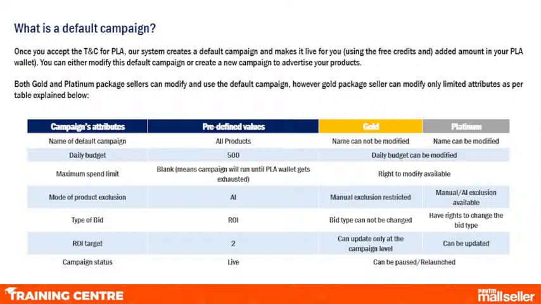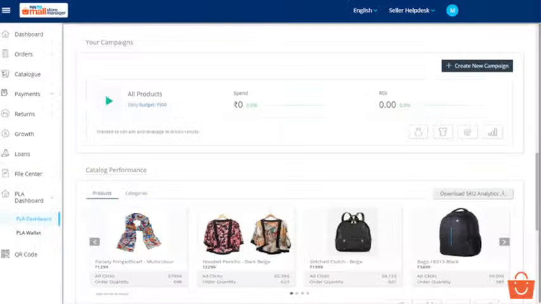Now let's go into detail about the default campaign and how you can check the default campaign that our system has created for you. To check the same, scroll down the page in the PLA dashboard tab. On the left you can see the PLA dashboard tab. Here your default campaign will be visible. Please note that this will be visible to you only once you accept terms and conditions.